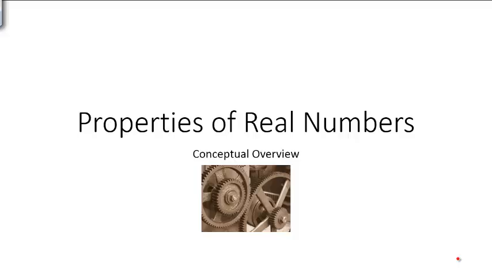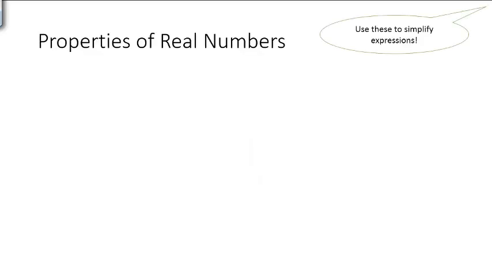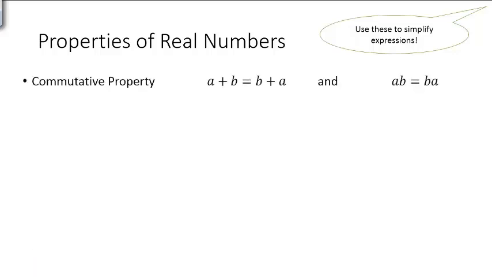This lesson is a conceptual overview of properties of real numbers. Properties of real numbers can be used to simplify expressions. The first property is the commutative property. Think commuting, in the sense that the two terms switch orders, either multiplication or addition.